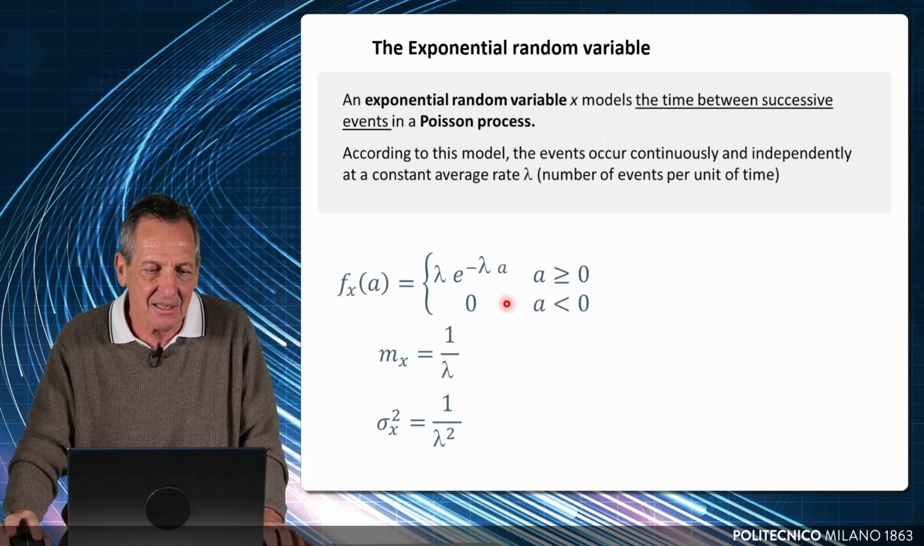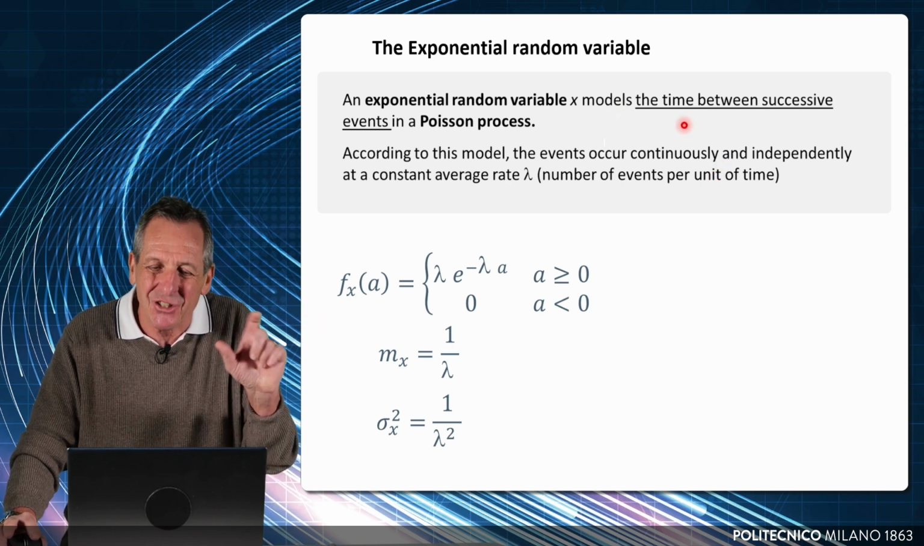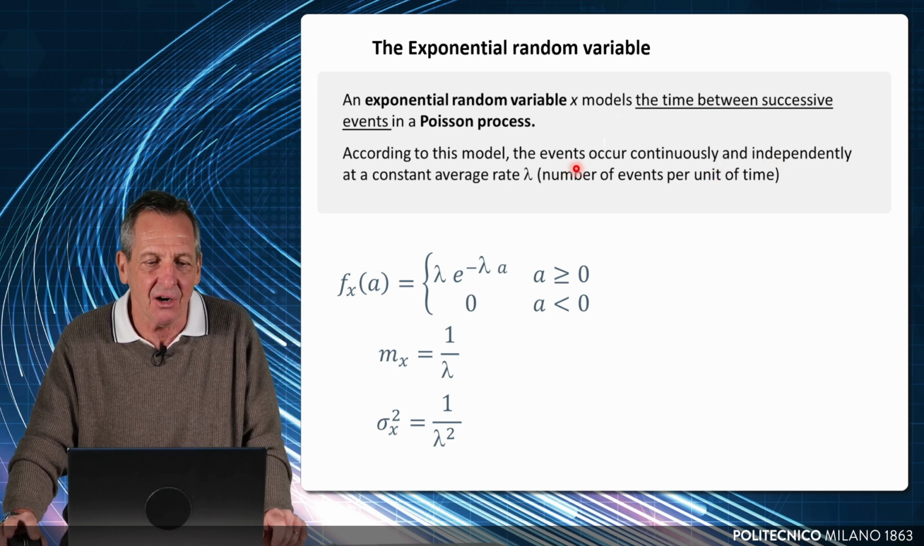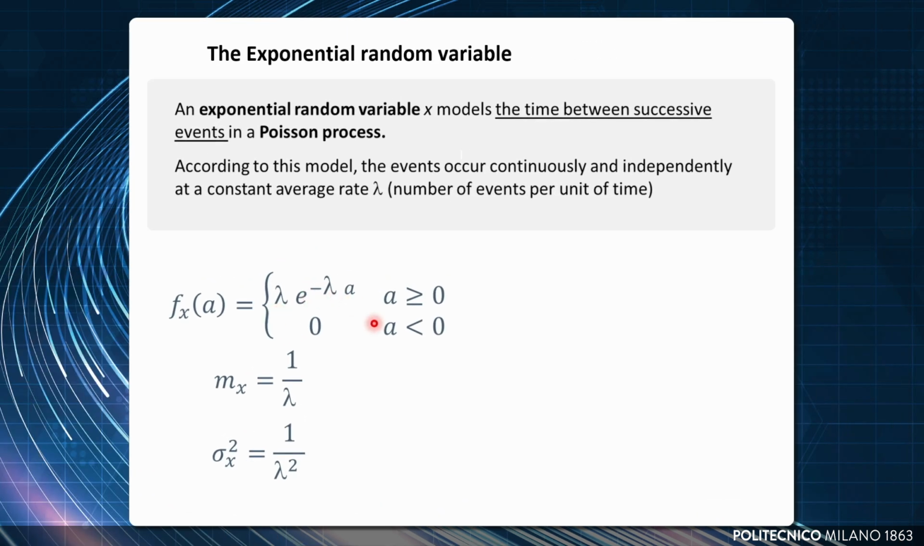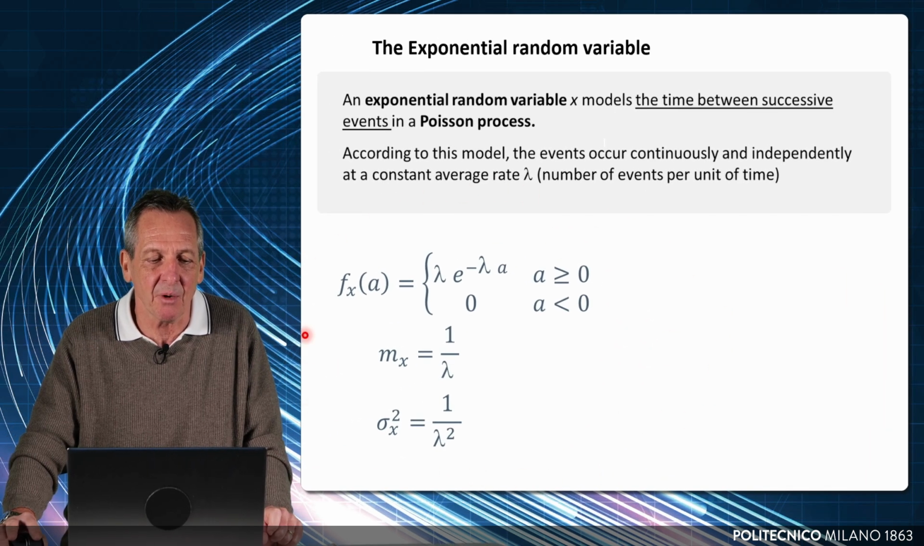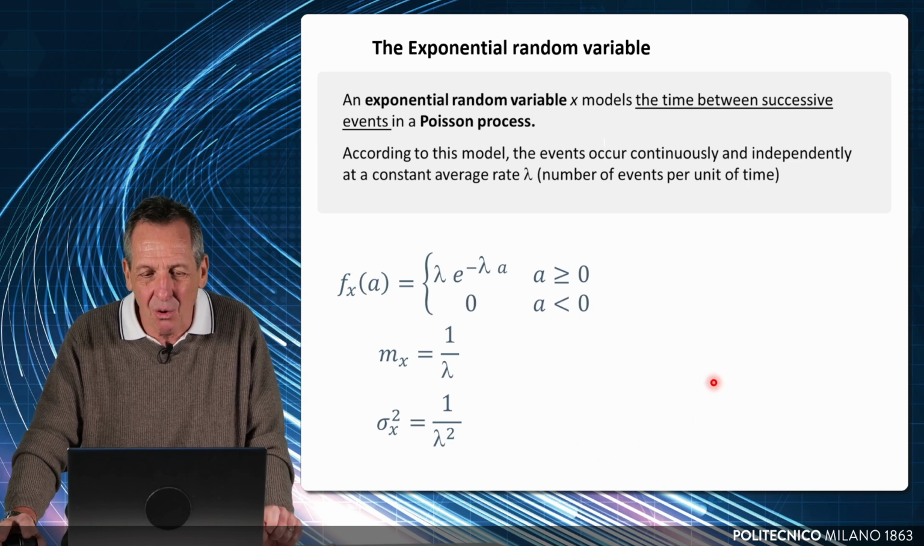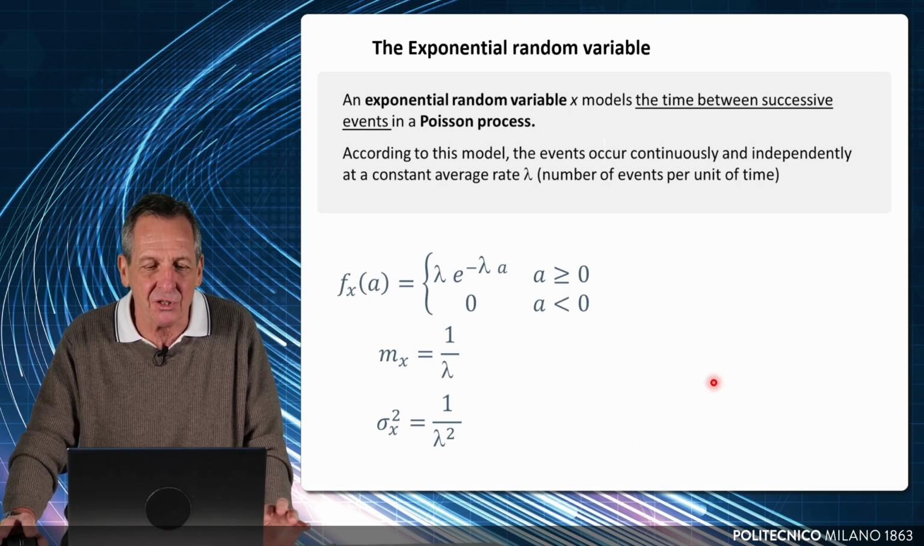And this is the probability density function that models, remember, the time between successive events of this type, where you see one parameter is lambda, that is the average rate of the events. The mean value is 1 over lambda, and the variance is 1 over lambda square. This is one important probability density function, widely used in many processes, especially in communication theory.